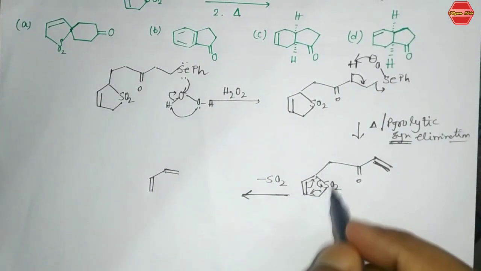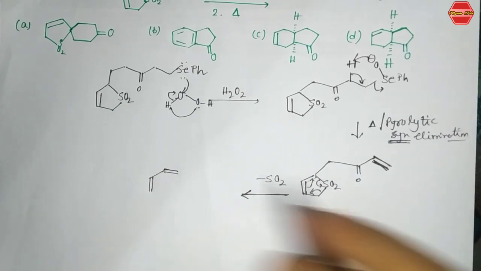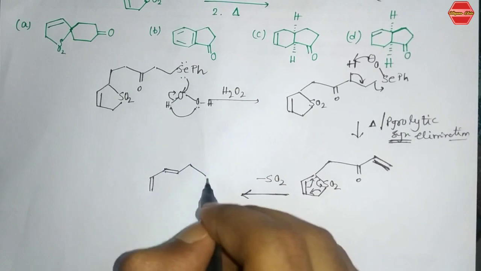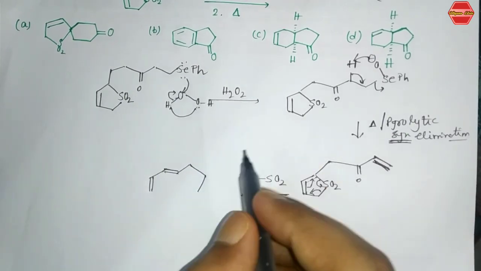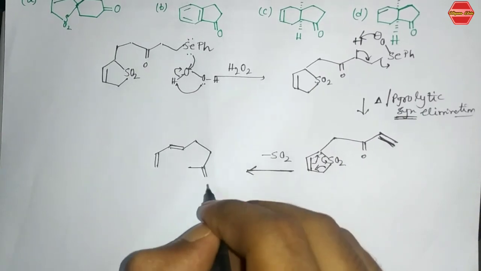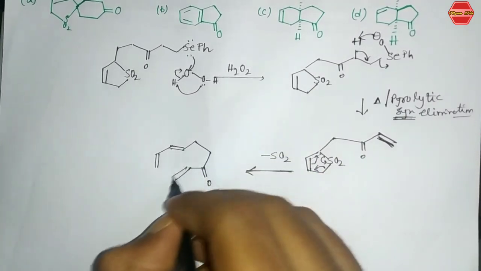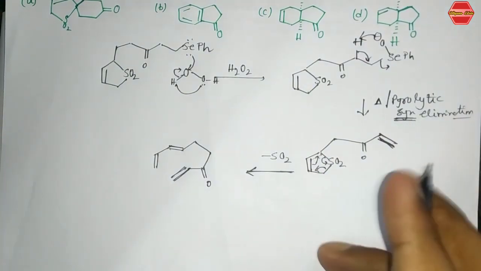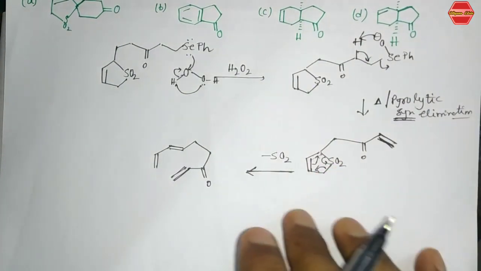So this is how you can get this 4 pi electron system, and the rest of the part that you have is one CH2, and here is your double bond, and here is this alkene. Now you can easily predict what the reaction will be and all the things.